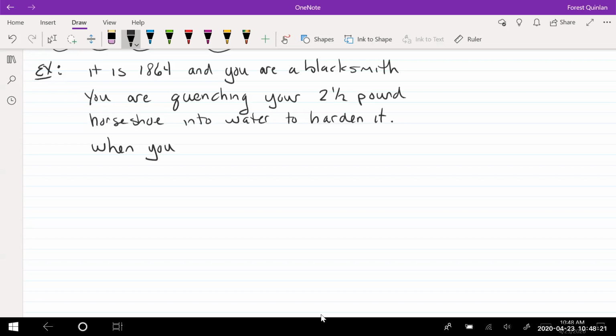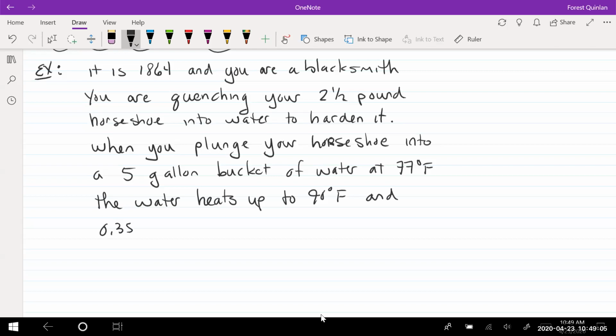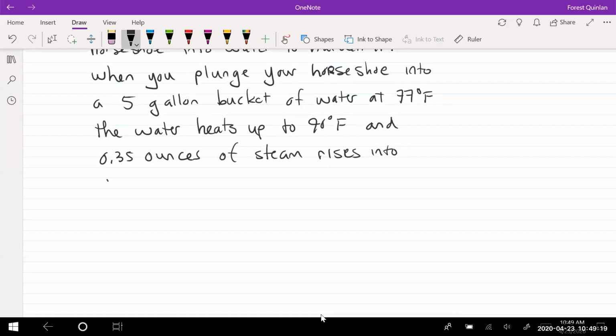When you plunge your horseshoe into a 5-gallon bucket of water at 77 degrees Fahrenheit, the water heats up to 90 degrees Fahrenheit, and 0.35 ounces of steam rises into gentle spring air.